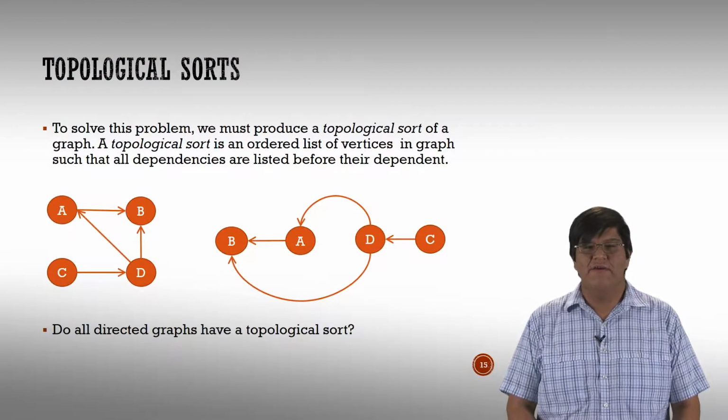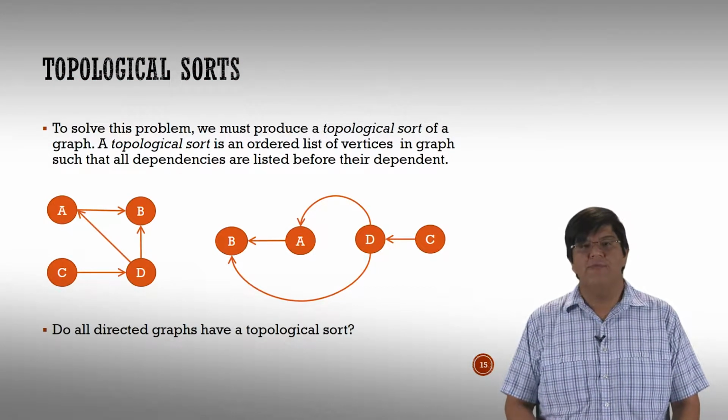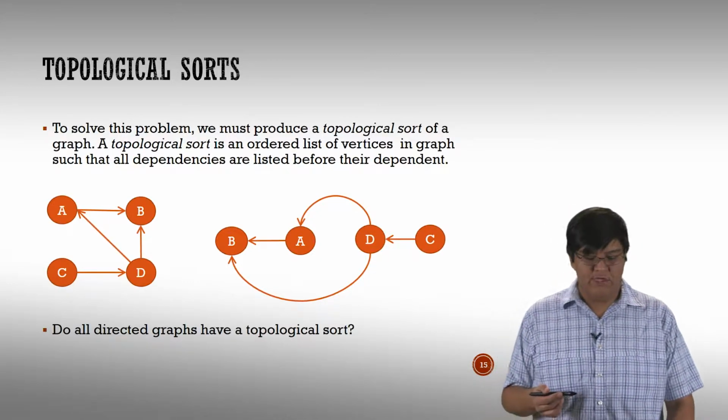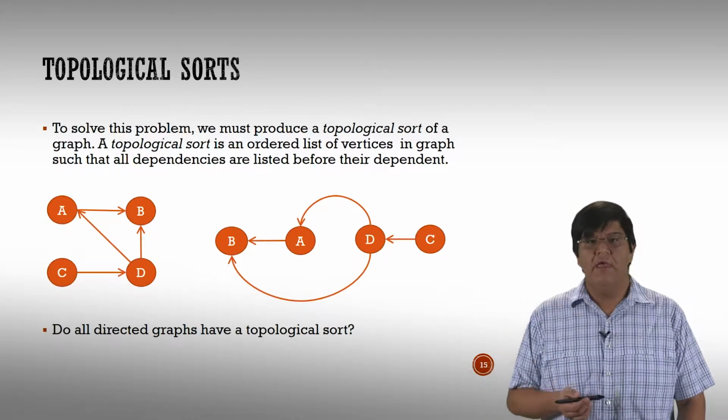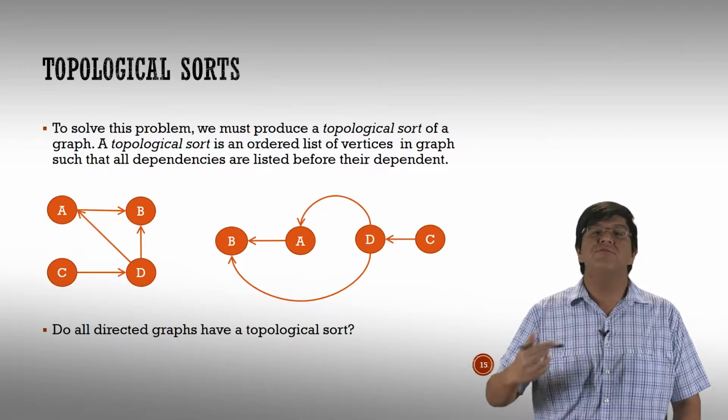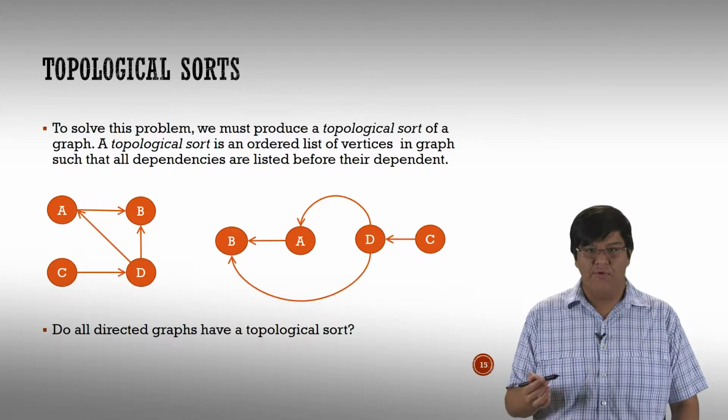Hey folks, in this video, I'll introduce the idea of a topological sort. A topological sort is basically a solution to our scheduling problem. We had the scheduling problem where I have a bunch of things with dependencies, and I want to figure out what order I need to do them in. The solution to that is called a topological sort.